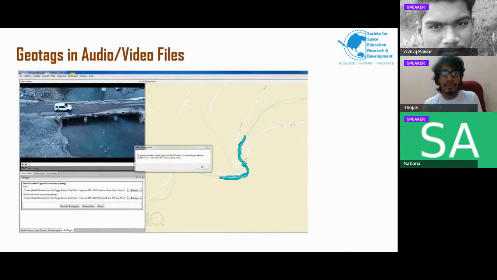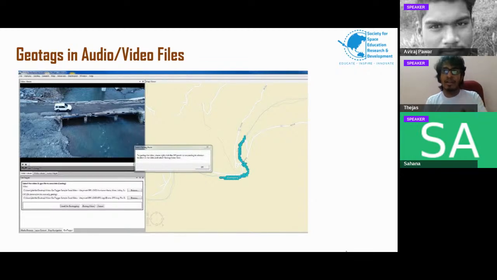Also, sometimes there are a few animals and plants that are very hard to spot, and when people take these images and tag those geolocations, it becomes very easy for scientists and researchers to locate these places and study more about these plants and animals.